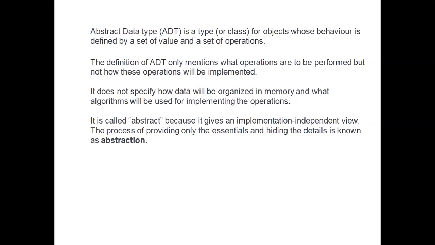So you can see here in the fourth line, it is called abstract because it gives an implementation independent view. You have to understand that line: implementation independent view. The process of providing only the essentials and hiding the details is known as abstraction. So what's the definition of abstraction? Process of providing only the essentials and hiding the details. From this word abstraction, the abstract data type concept came.